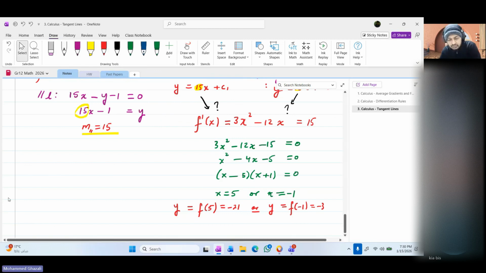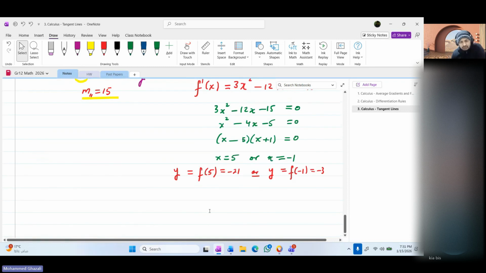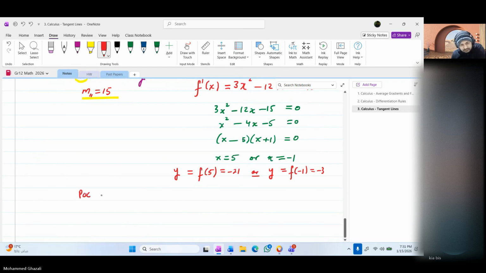Right, so I've substituted. So I have 2 points of contact. The first point of contact is 5 and negative 21. Now, using this point of contact, I can get the equation of a tangent line because we already know the gradient is 15, and m is equal to 15.